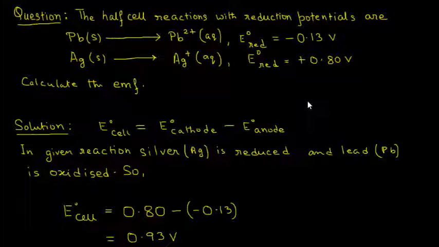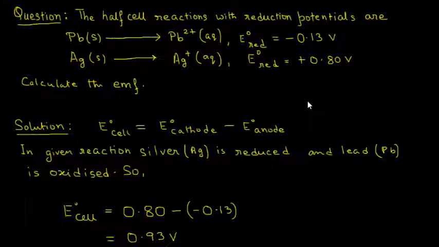EMF of cell is equal to E cathode minus E anode. It gives the reaction: silver is reduced and lead is oxidized, and so we can write 0.8 minus bracket minus 0.13, which gives 0.93 volt.